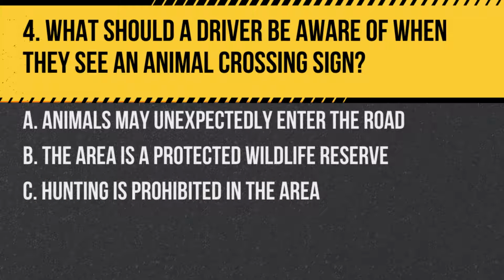Question 4. What should a driver be aware of when they see an animal crossing sign? A. Animals may unexpectedly enter the road. B. The area is a protected wildlife reserve. C. Hunting is prohibited in the area.